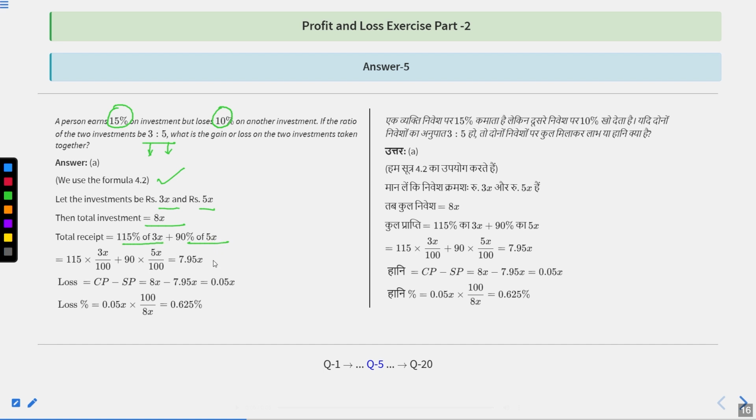When we solve it, we get 7.95x. So is there a loss? Clear? We can see that. So what will be the loss? CP minus SP. The CP is 8x and the selling price is 7.95x. So we know that the loss is 0.05x. So what will be the loss percent? 0.05x multiplied by 100 upon 8x, which is 0.625%. So A is the correct answer. Next one.